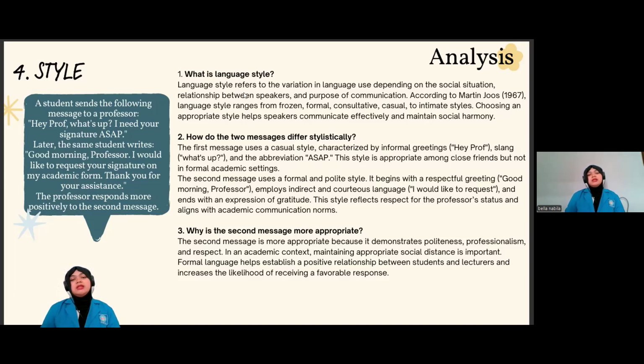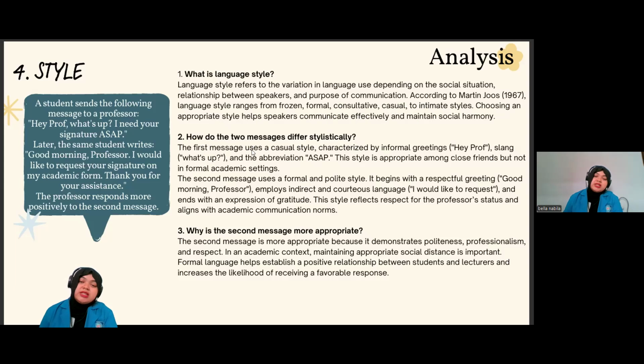Language style refers to the variation in language used depending on the social situation, relationship between speaker and purposes of communication. According to Martin Joos, language style ranges from frozen, formal, consultative, casual to intimate style. Choosing an appropriate style helps speaker communicate effectively and maintain social harmony. Number 2, how do the two messages differ stylistically?